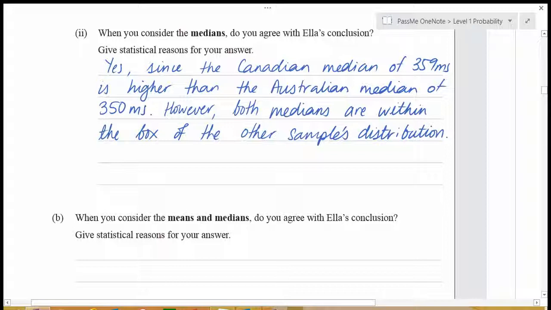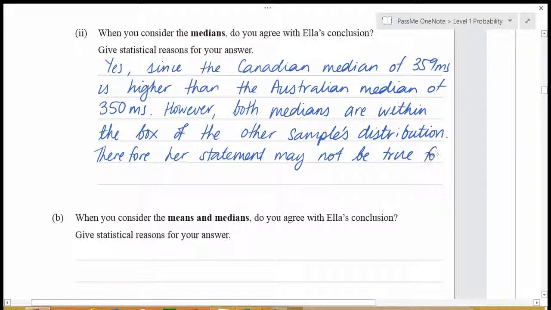Okay, so we're really qualifying here that because of this, it might have an impact on the whole population. So we'll say, therefore, this may not be true for the whole population. So therefore, her statement may not be true for the whole population. Okay, so we're just explaining our thinking there a bit.